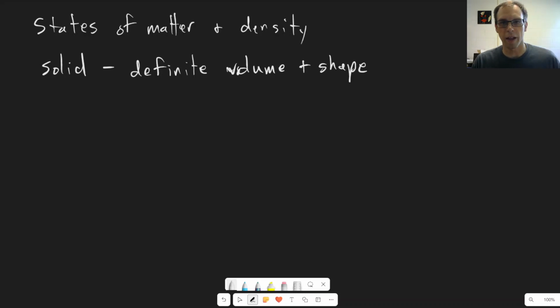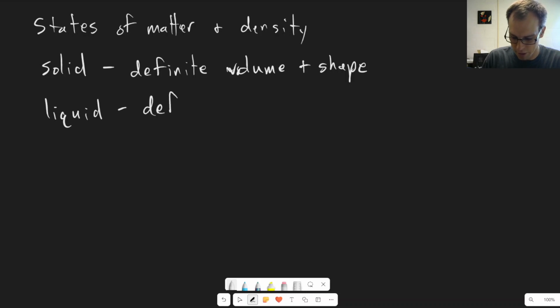So something like a piece of metal or a piece of ice is an example of a solid. Right, that's something that you can pick up and it stays in its same shape and volume. Our next state of matter is a liquid. This is something that has a definite volume, but will take the shape of whatever container it's in. So it doesn't have its own shape unto itself.